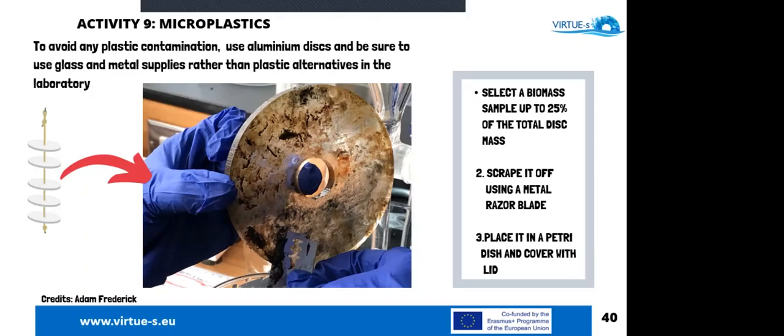So with this activity, learners can investigate the presence of microplastics on Virtuous discs. It is important to avoid any contamination, so use aluminum discs as well as glass or metal supplies in the laboratory. On the Canvas platform, you find the instructions and the lesson plan for this activity, but let me go through it really briefly. You should select a sample of biomass up to 25% of the total mass of the disc, and you can scrape it off using a metal razor blade.